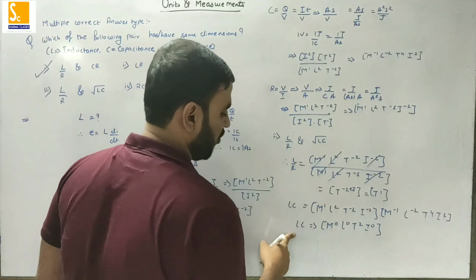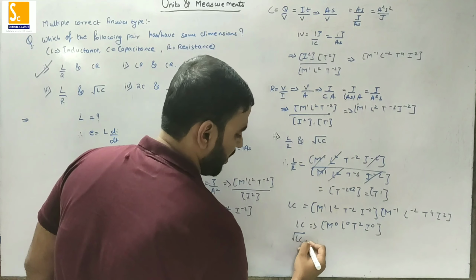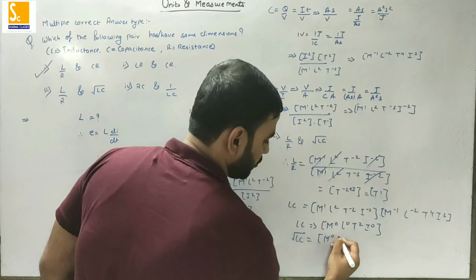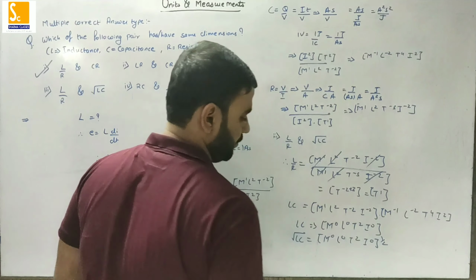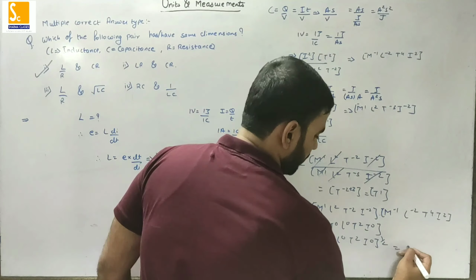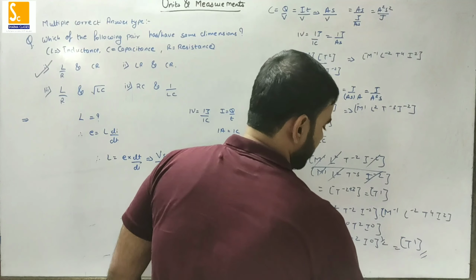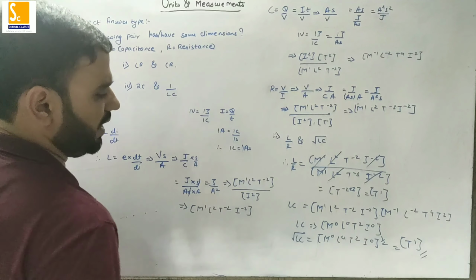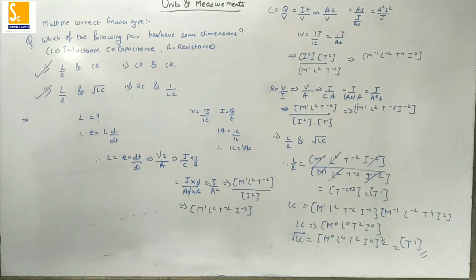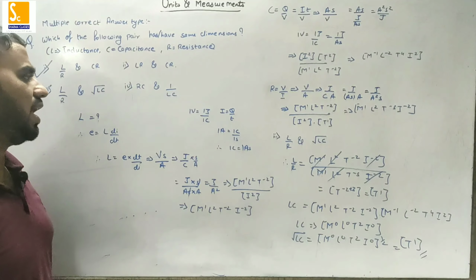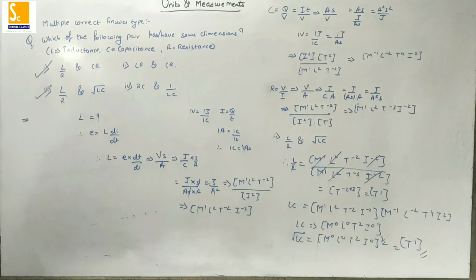So this is the dimension formula for LC. Dimensional formula for root of LC becomes m raised to 0 L raised to 0 t raised to 2 I to the power 0, to the power 1 by 2. So 2 by 2 comes out to be t to the power 1. So this is the dimensional formula for root of LC. So means option third one is correct. Next we'll check out for the last option, that is RC and 1 by LC.